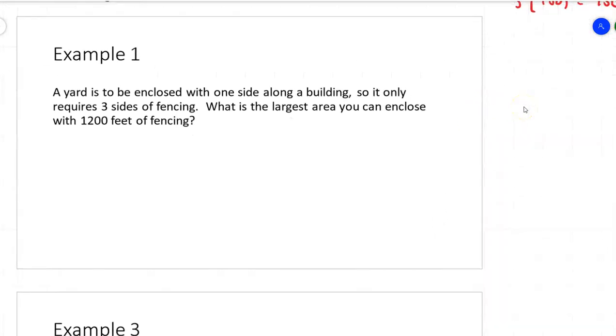All right, so a couple of the classic problems here. Says a yard is to be enclosed with one side along a building, so it only requires 3 sides of fencing. What is the largest area you can enclose with 1,200 feet of fencing? So let's take a look at what a diagram of this situation looks like. This is the building.